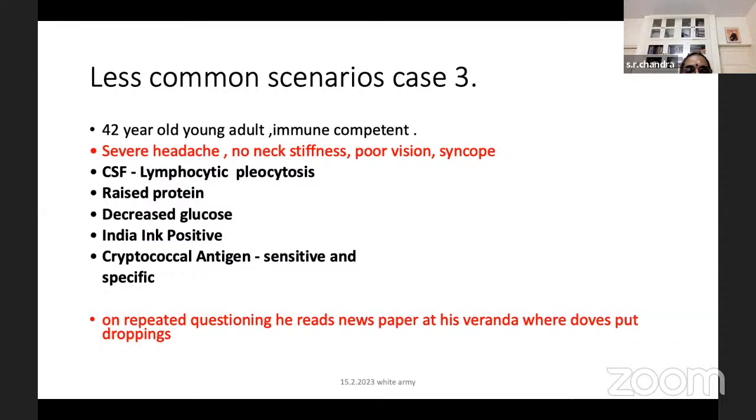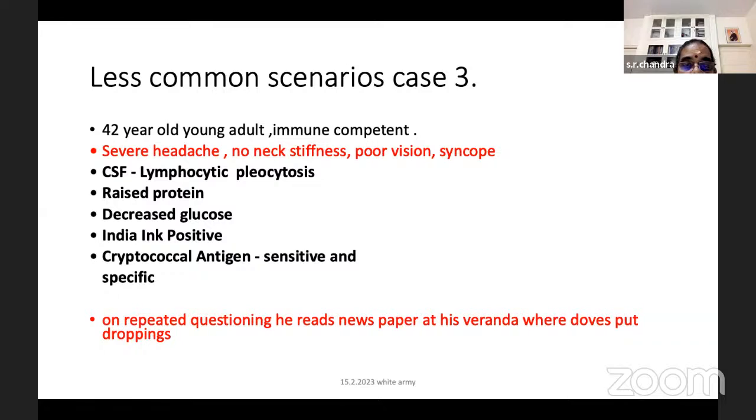Then the less common scenario, case 3. This is a 42-year-old young adult, immunocompetent, with severe headache, no neck stiffness, poor vision, and repeated syncopal attacks. This person had very severe headache and repeated syncopal attacks. His CSF showed lymphocytic pleocytosis, raised protein, decreased glucose, and India ink stain was positive. So the most important thing is very severe headache with not much meningeal irritation, but poor vision. Severe headache and poor vision are important features of cryptococcal meningitis.